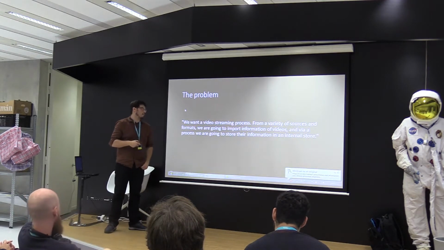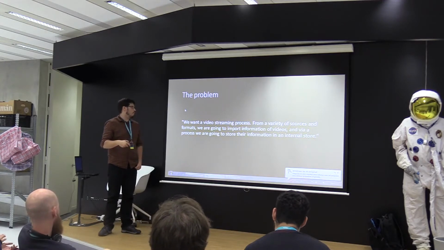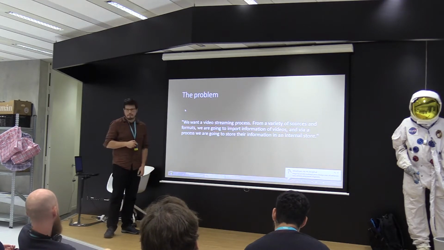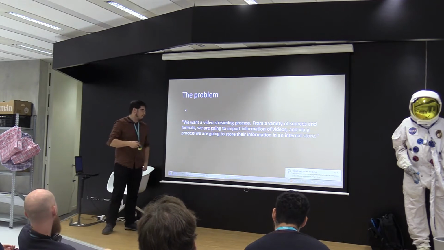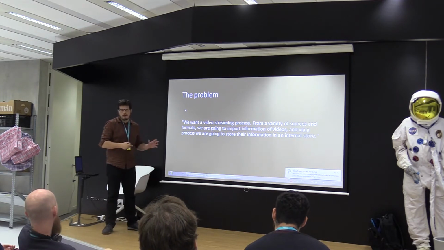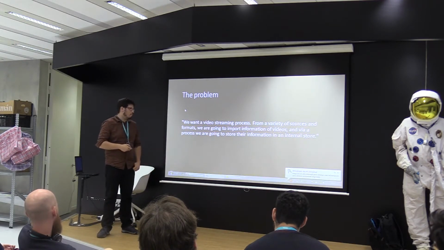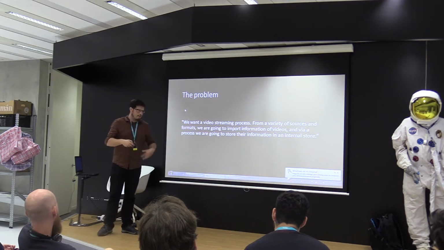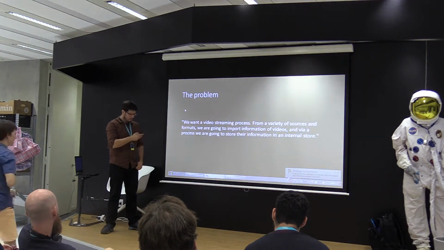We want a video streaming process. From a variety of sources and formats, we are going to import information about videos, and via a process, we are going to store their information in a kernel also. It sounds fair, sounds rather correct. It's kind of hard to boil down an implementation of DDD here, but I wanted to show off a bit. I thought it was worth the chance to rethink the test, rethink my implementation, and just go on. Yeah, I ran out of batteries.